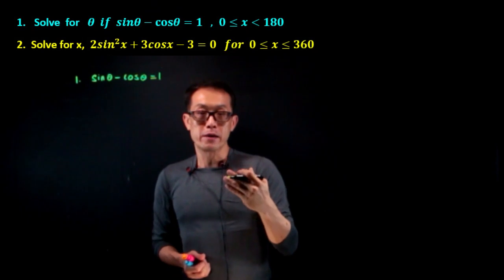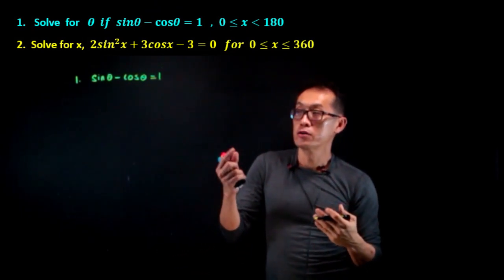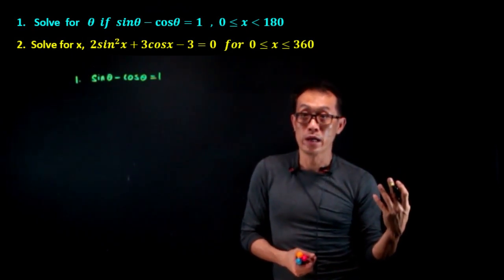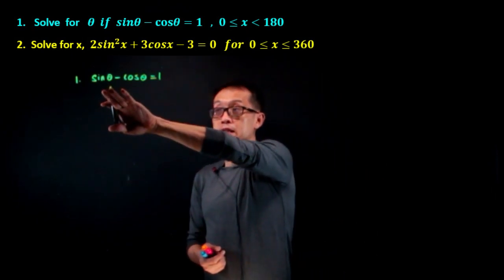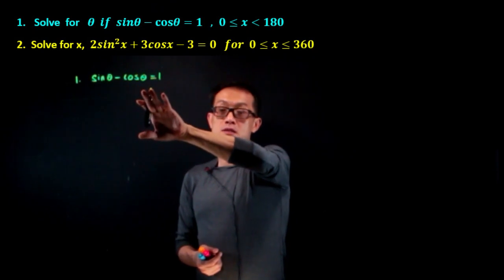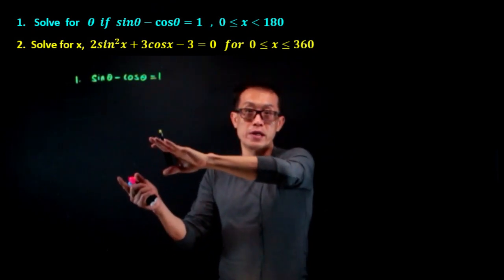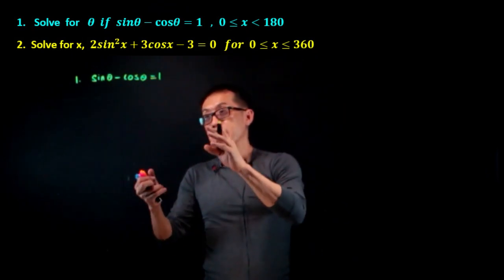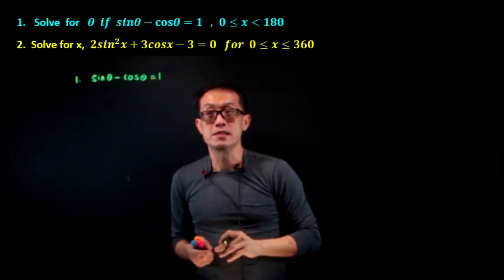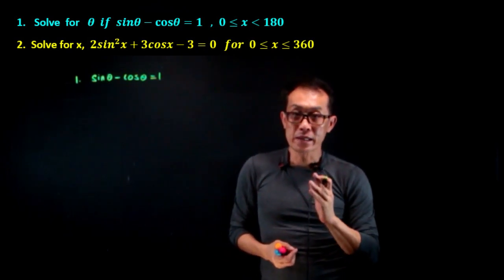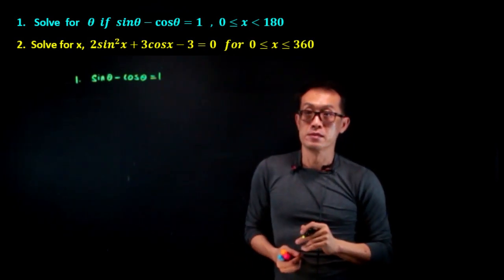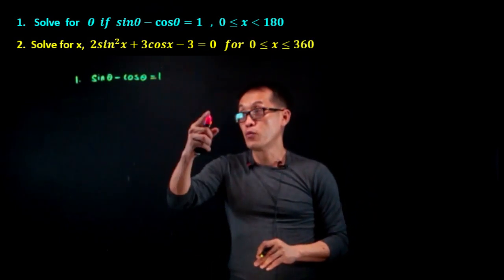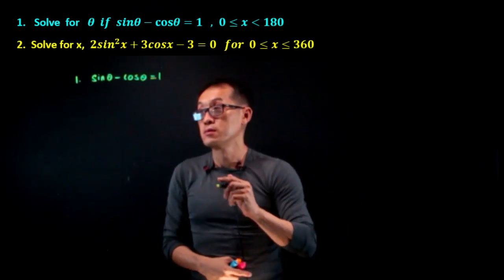One way is I can make use of the trig identity sine squared theta plus cos squared theta equals 1. Then I express sine theta as 1 plus cos theta and substitute that into the identity. Another method is I square both sides. Method 1 is a better method, but I will do that for question 2. For question 1, I will just square both sides.